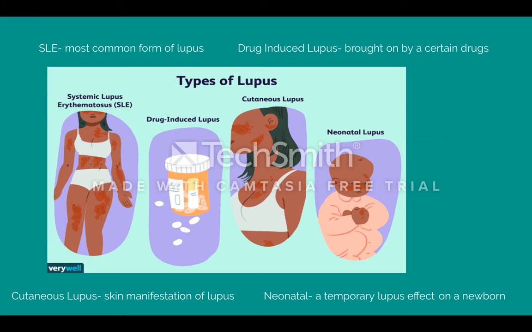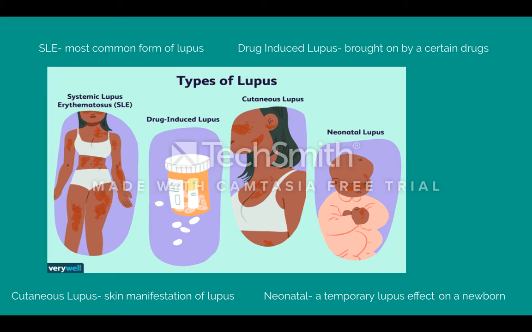SLE is the most common form of lupus. Usually, it develops in multiple organs, and organ systems are compromised due to the inflammation caused by the disease, resulting in many different problems for the body.